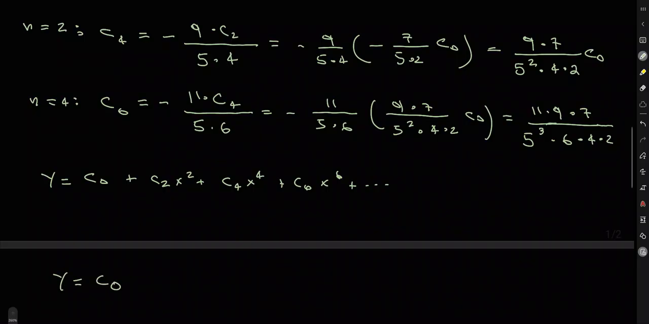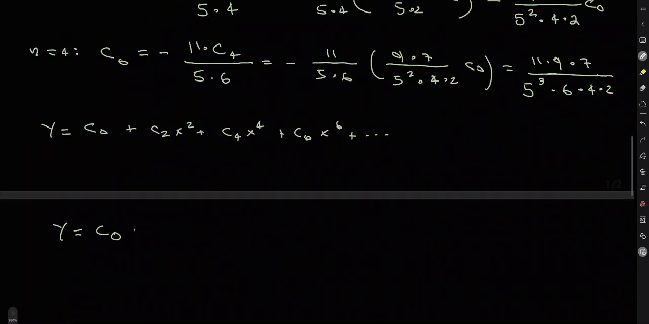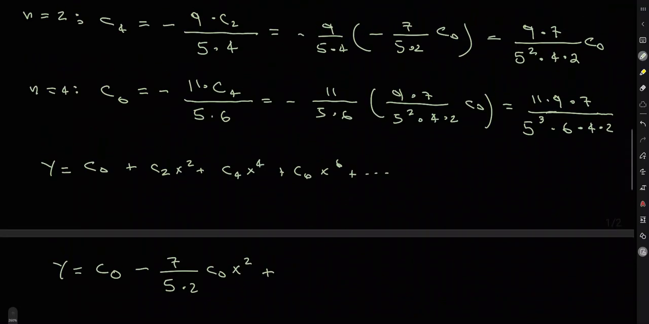Okay. And that's going to be negative 7 over 5 times 2 c sub 0 x squared plus c sub 4, which is 9 times 7 over 5 squared times 4 times 2, c sub 0 x to the fourth minus, all right, so, oh, I forgot a minus over here. Again, I believe I did that in the other video.